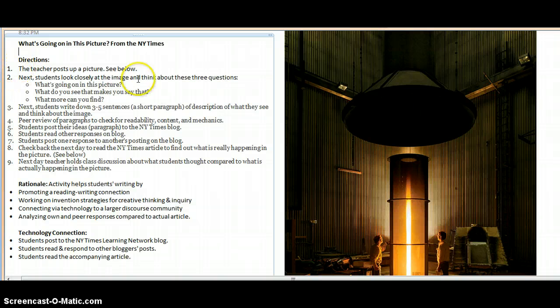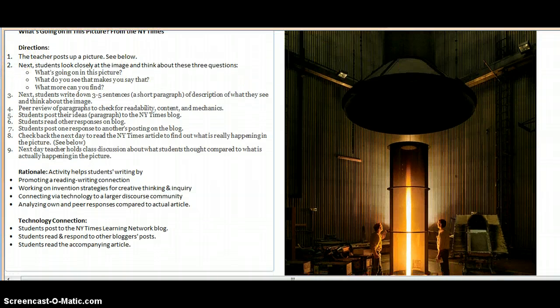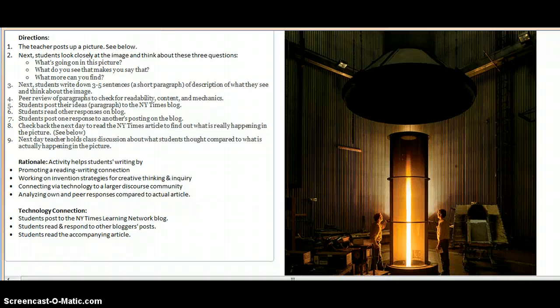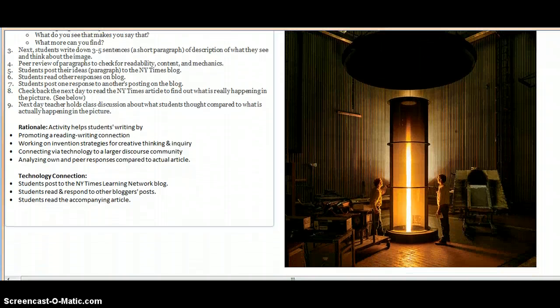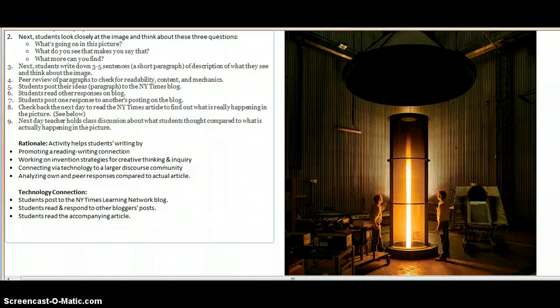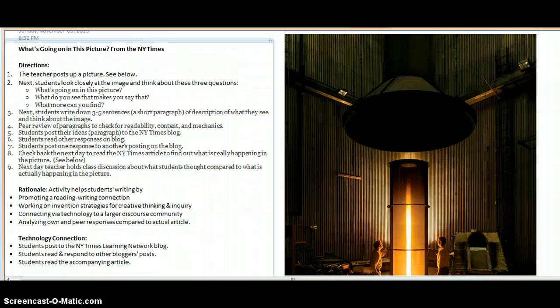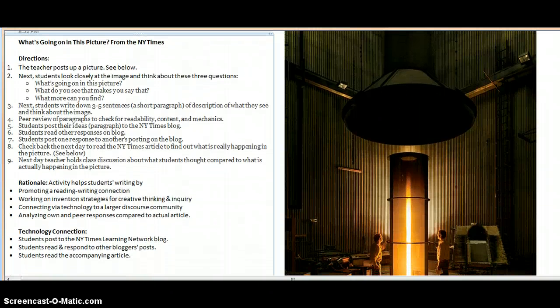You can see that the teacher would first post up a picture, and typically the New York Times has pictures that are really interesting and intriguing and not easily identifiable as to what they might be. And so this is the one that I chose for this week. This actually came from the October 21st edition of the Times of this year.